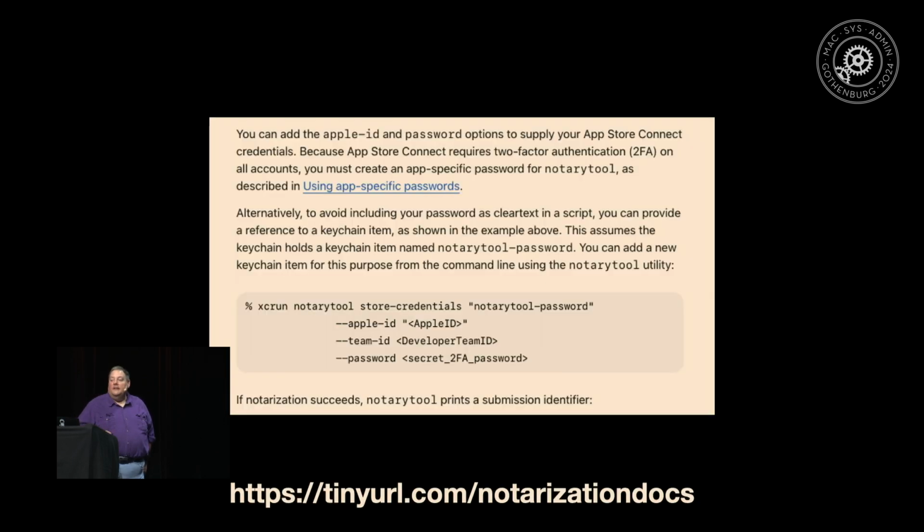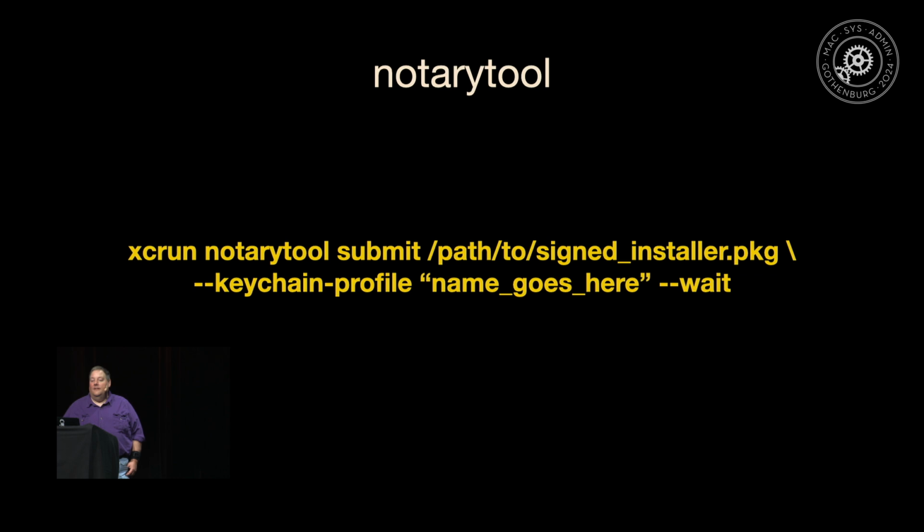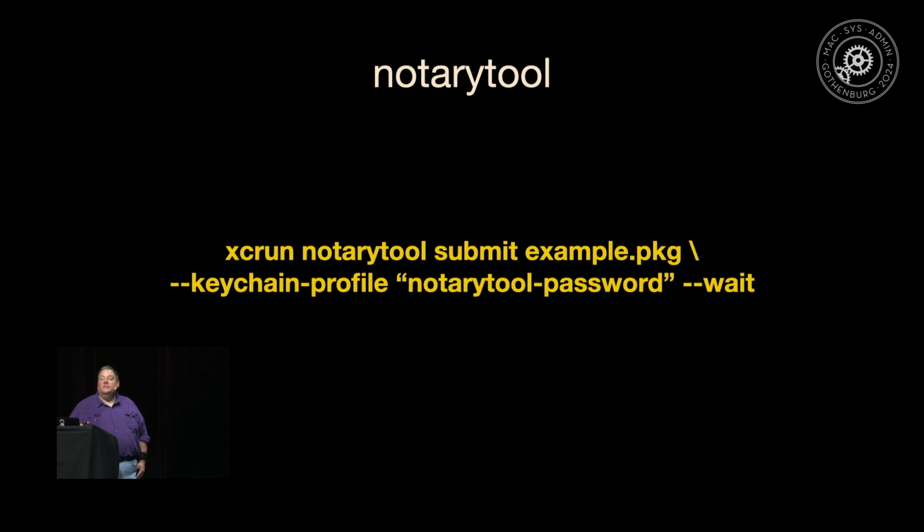Now, if you don't want to provide your app-specific password as part of the notarization command because it does show up in the clear, you can also configure your credentials to be stored in a keychain, like your login keychain, as a keychain item. The instructions on how to do this are available in the notarization documentation that I linked to earlier. So to notarize a signed installer package using a keychain item to store your credentials, you would run a command like the one shown on the screen. Now, if I was going to notarize a signed installer package named example.pkg using my personal ADC account with my credentials stored in a keychain item named notary tool-password, the command would look similar to this.